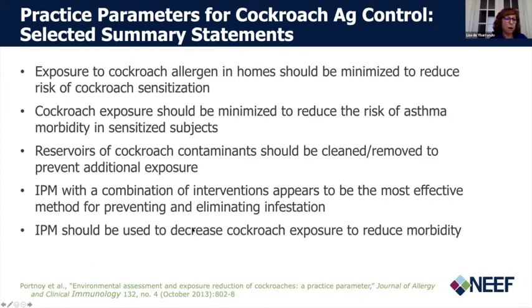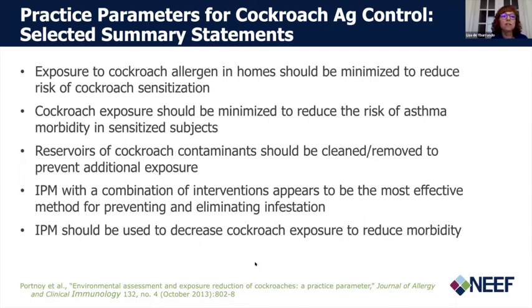All right, so Portney published the Environmental Assessment and Exposure Reduction of Cockroaches, a practice parameter, in the Journal of Allergy and Clinical Immunology back in 2013. And the practice parameters of cockroach allergen control are summarized with a few of these statements.